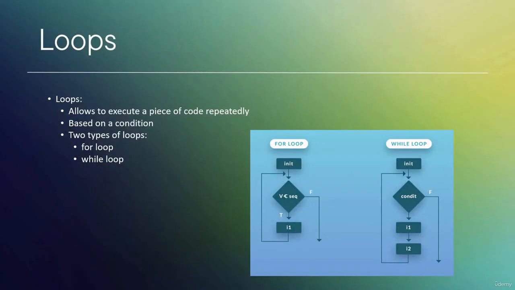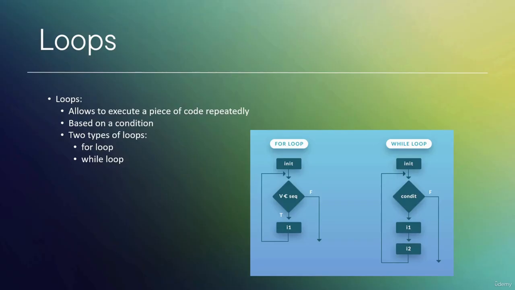So loops are basically a kind of control flow, you can say, which allow us to execute a piece of code repeatedly. It is based on a condition, like if a condition is true, then it keeps on executing the same piece of code again and again. There are basically two types of loops in Python, the for loop and while loop. We will have a look at the differences between them.